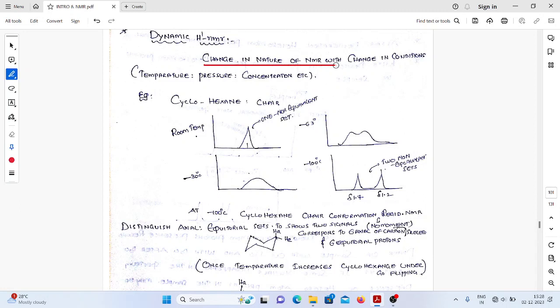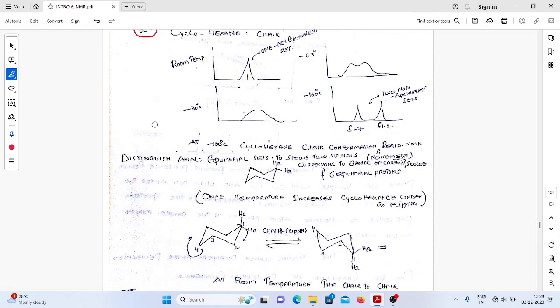Change in the nature of proton NMR with change in the conditions is commonly called dynamic proton NMR. Conditions include change of temperature, change of pressure, change of concentration, etc. See the first example, that is cyclohexane. We are going to discuss the temperature effect.